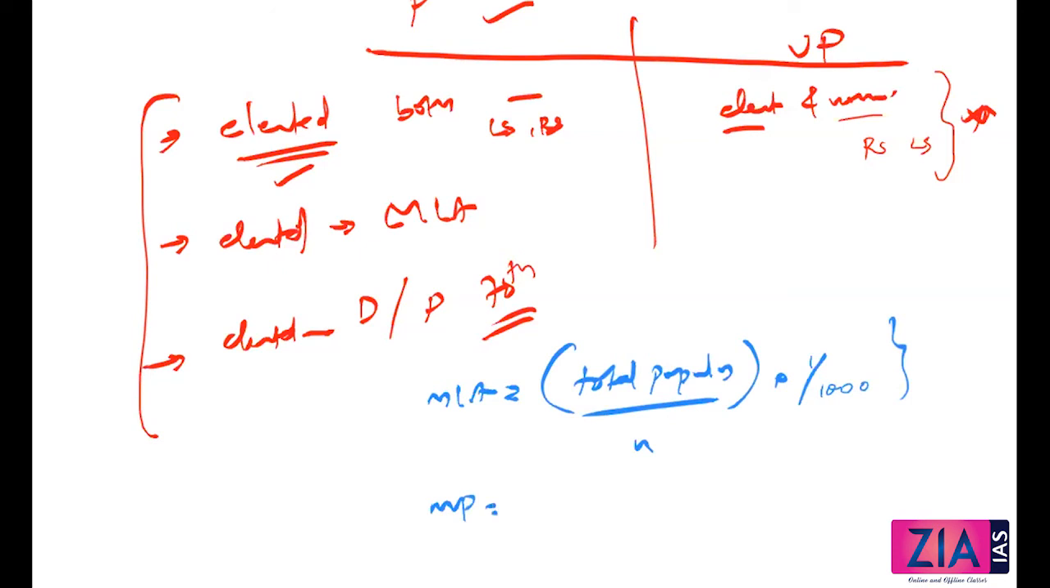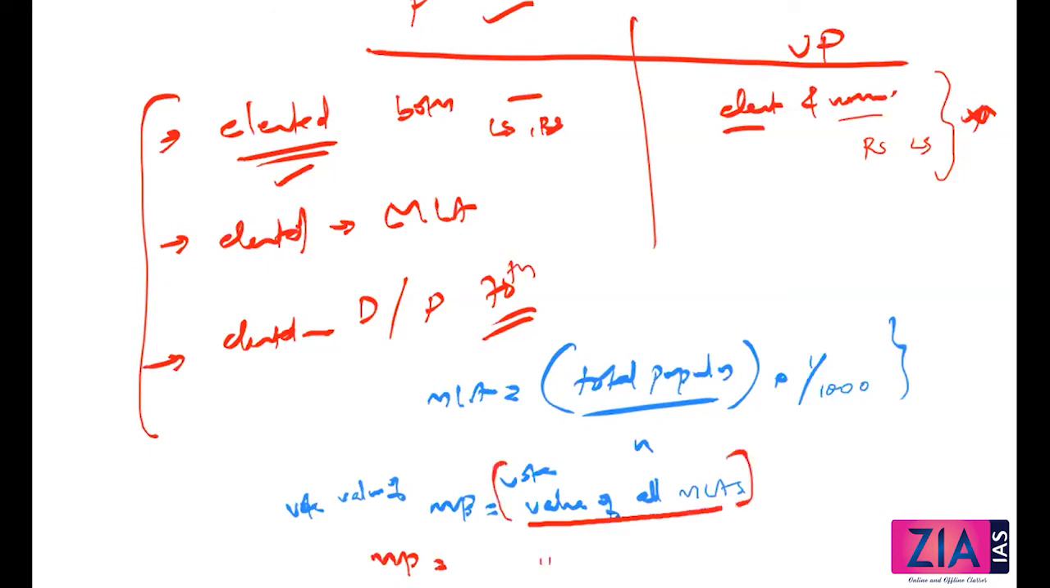In fact, a value of vote of MPs, if you see, it is actually equal to value of all MLAs. Vote value of MPs equal to vote value of MLAs. Why? Because the value of vote of MP equal to total value of votes of all MLAs. What is that? What value of all MLAs? This part.